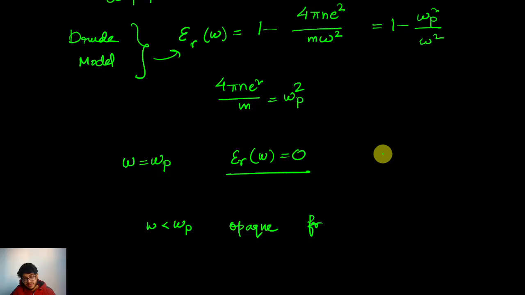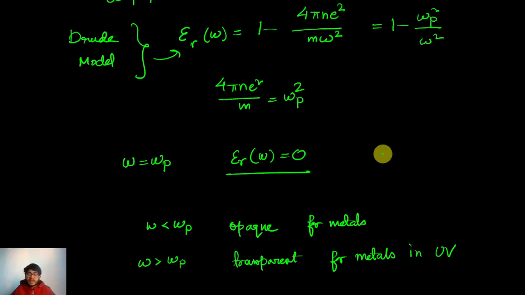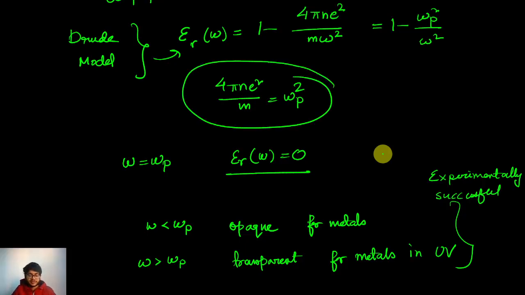For example, metals are opaque, and that's why they are shiny. But for omega greater than omega p, it's transparent. So metals are actually transparent in UV, and this is experimentally very successful. Drude's model actually predicts the correct plasma frequency in this case.